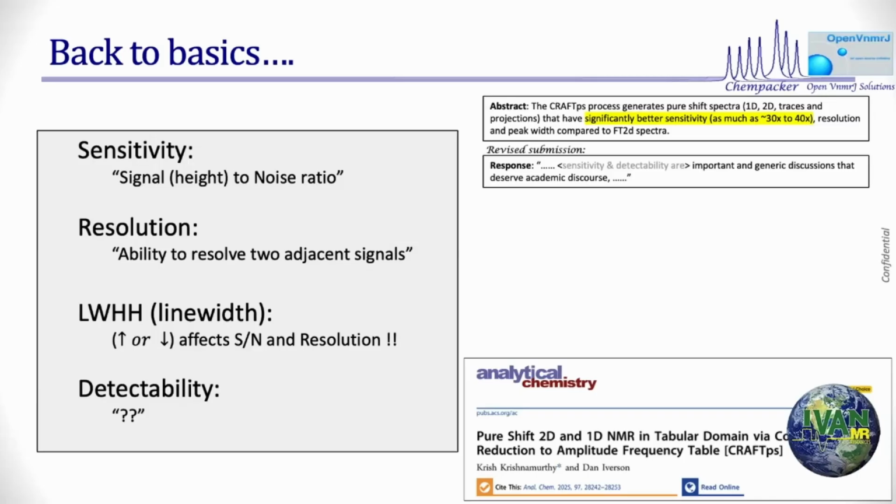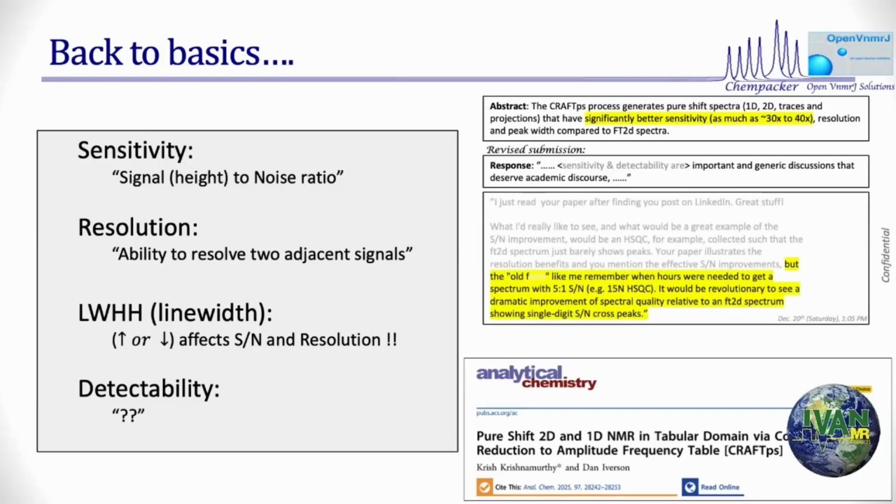Lo and behold, this paper got published on the 17th of December. On the 18th, I put it on my LinkedIn, and one of my very close friends, who is a big CRAFT fan, sent me an email on the 20th, two days after, saying that the old folks, like me, remember when hours were needed to get a spectrum of 5-to-1 signal to noise. Can it be improved? That's a very interesting statement. That's exactly the academic discourse that I wanted. I wanted people to think about what it is that we can do with the same information content in the time domain.